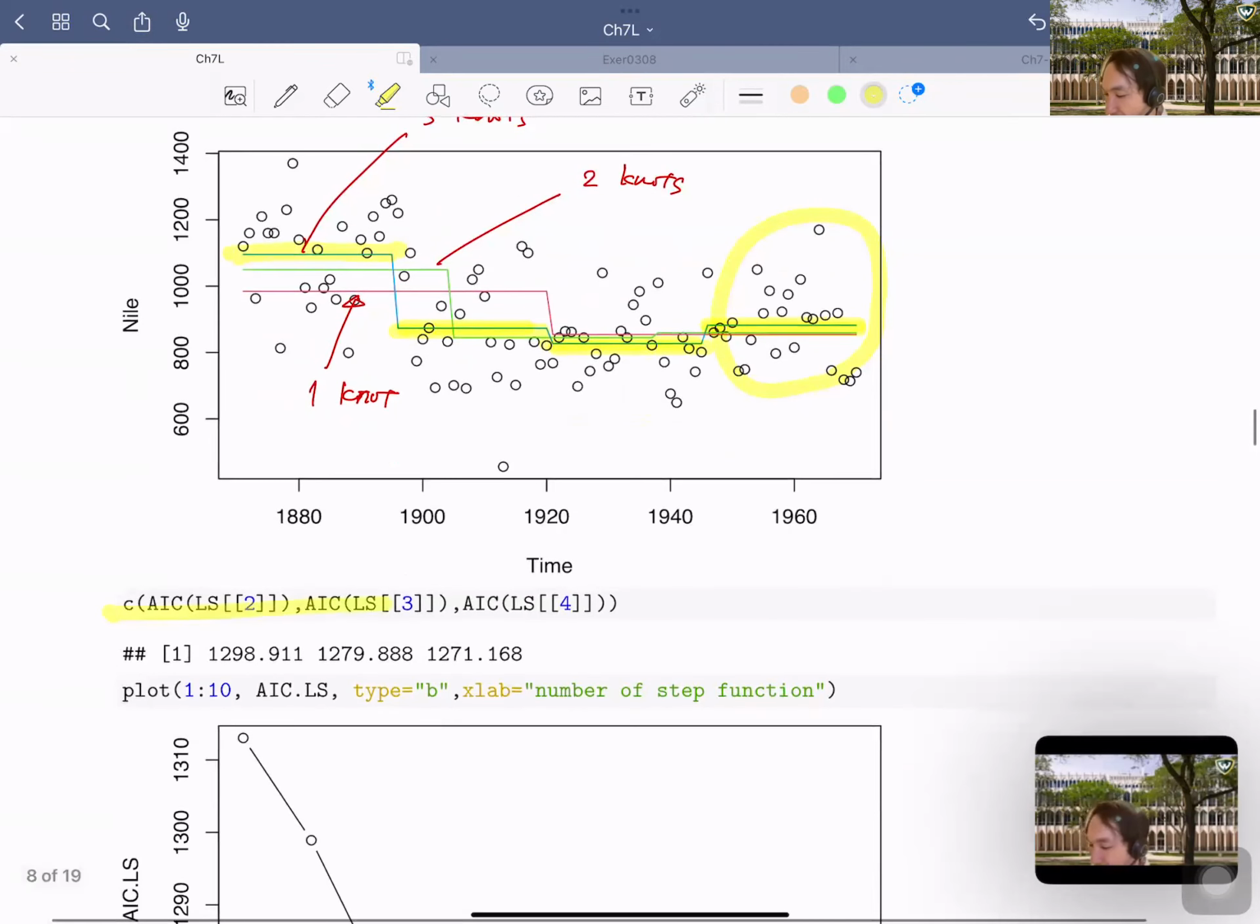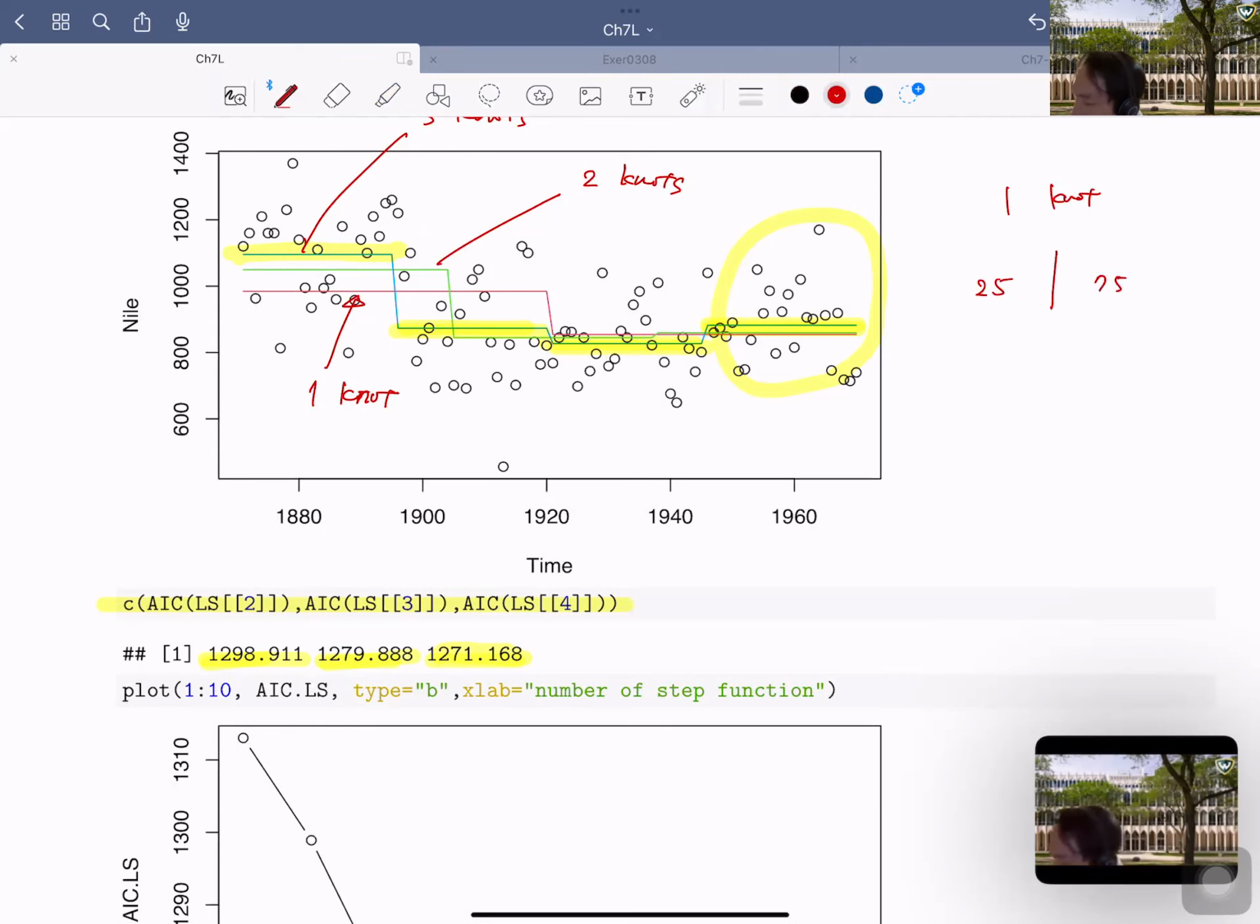We can calculate AIC to see which is the best, and you can see these AICs. That means the last one, the 3 knots, is better than 2 knots or 1 knot. Maybe just because we want to separate the first 25 years. If we have only 1 knot, with just the first 25 years and the last 75 years, then maybe it works better. But this is a kind of ad hoc model because we handpicked the threshold.